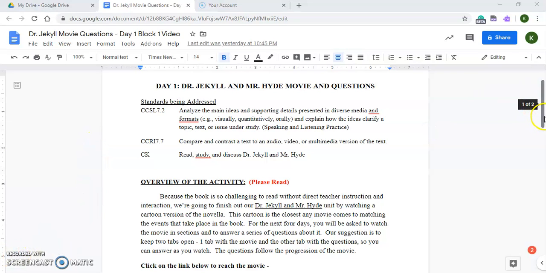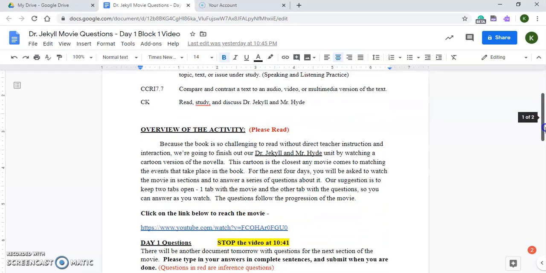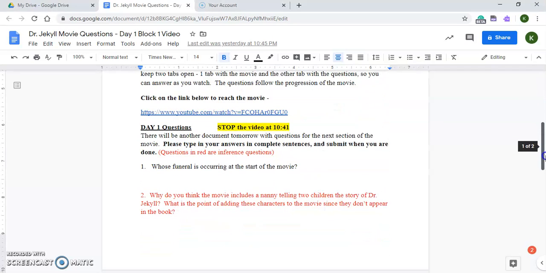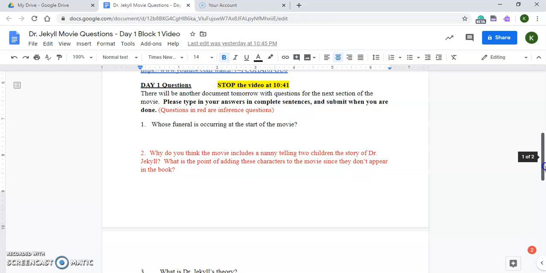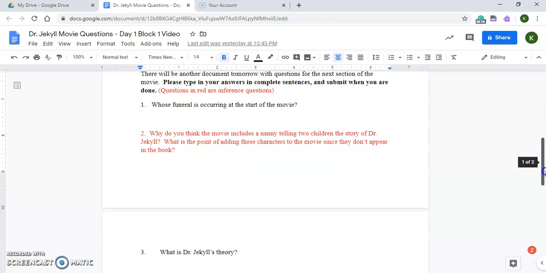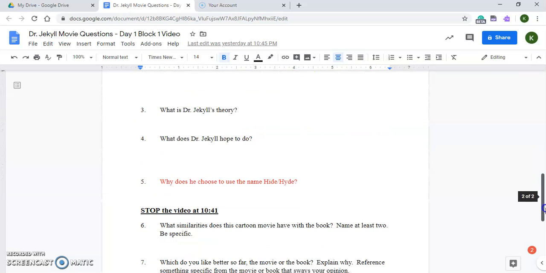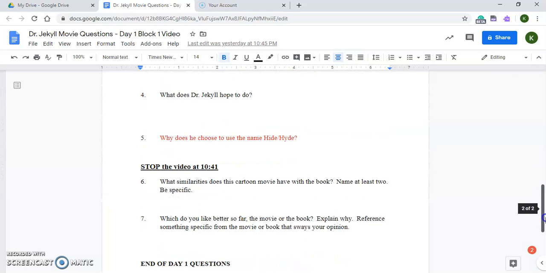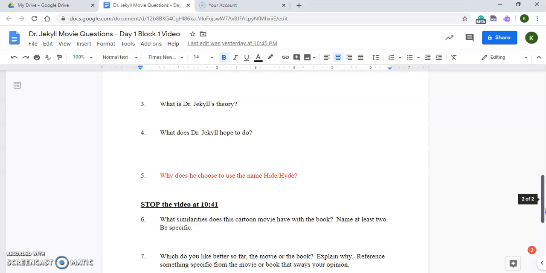Okay, hi guys. This is a video to go over how to respond to inferencing questions. The ones that are in red are inferencing questions specifically. The ones that are in black, so numbers 1, 3, and 4, and then also 6 and 7, are all pretty explicit, especially 1, 3, and 4. Numbers 6 and 7 are opinion questions, so they don't really ask you to make inferences. They're asking you more to draw a conclusion.